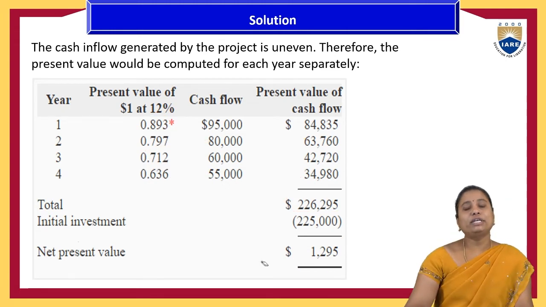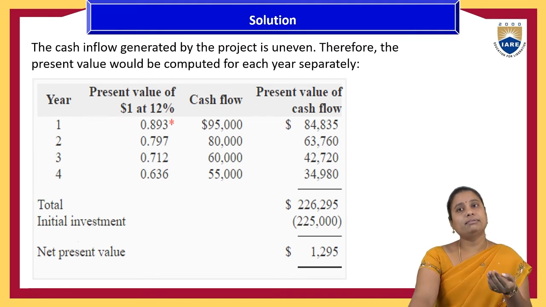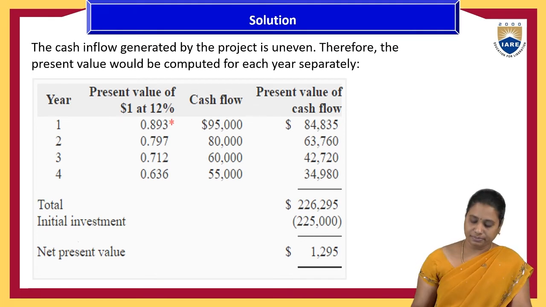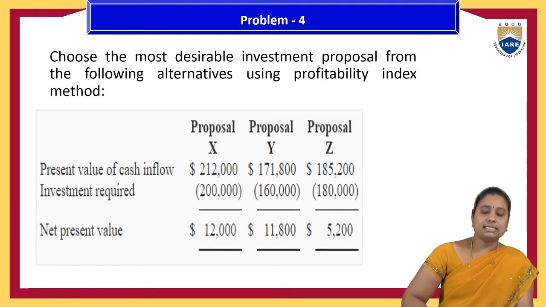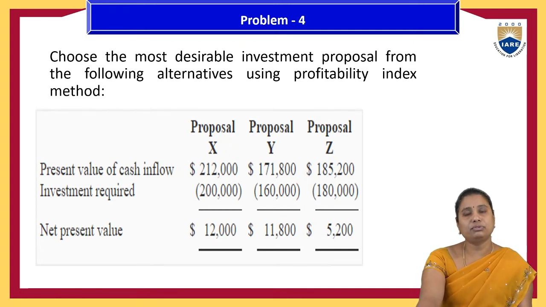Here what we need to remember is that we have to calculate the present value formula, 1 divided by 1 plus r to the power of n. If it is even, we will directly take 1 plus r to the power of n. If it is uneven, for every year we have to calculate 1 divided by 1 plus r to the power of n and accumulate that value. In the same way, for various projects, if they are given, we will see how to calculate that.